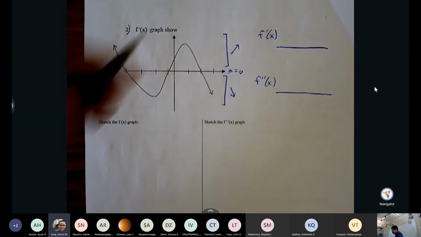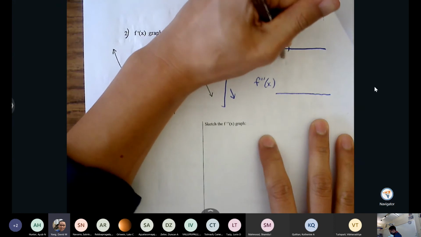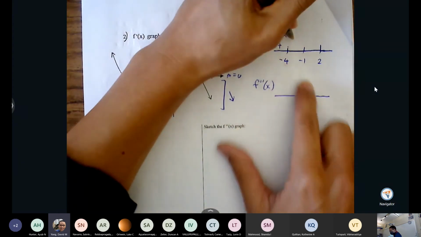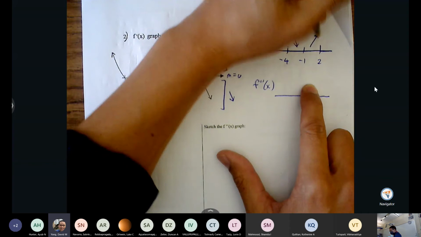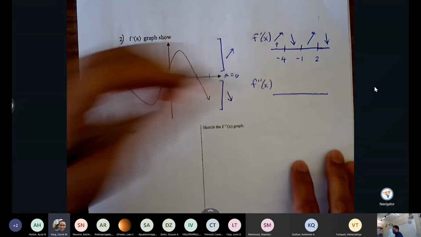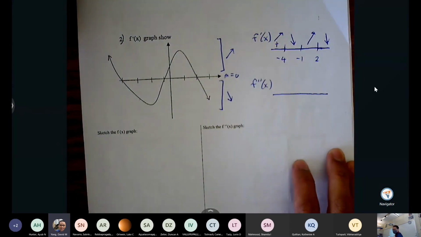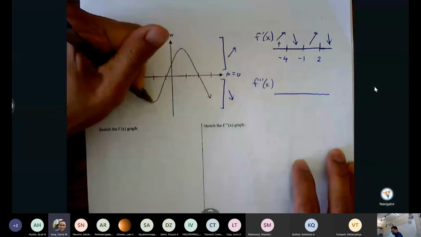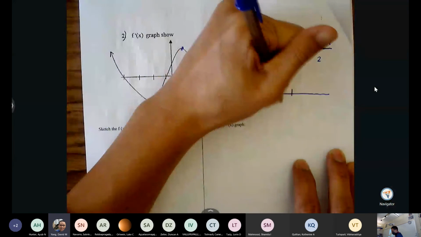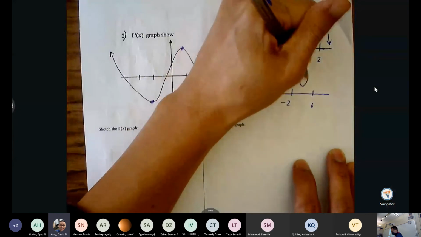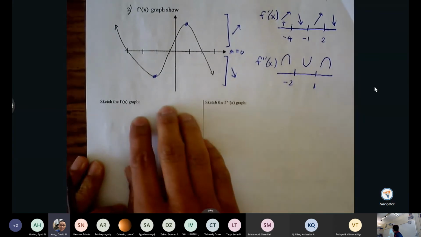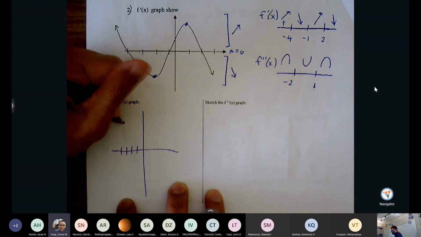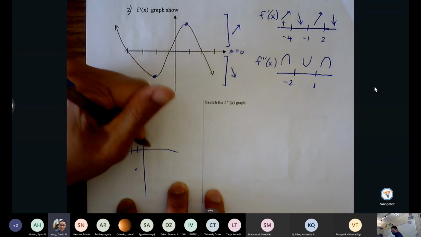Right, your sign lines look pretty good. Now let's see if we can sketch our graph here. So my first draft, I know I want a relative max at -4. I want a relative min at -1. And I want a max at 2.